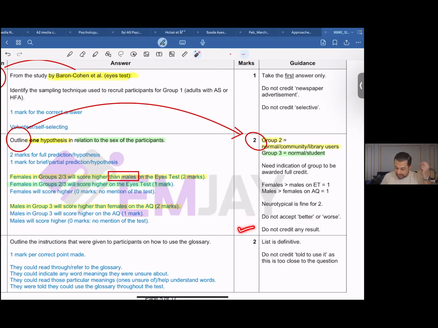Do not credit any result, because they did not ask you for any result. They simply asked you to outline one hypothesis, right? You were asked to outline one hypothesis in relation to something in particular.